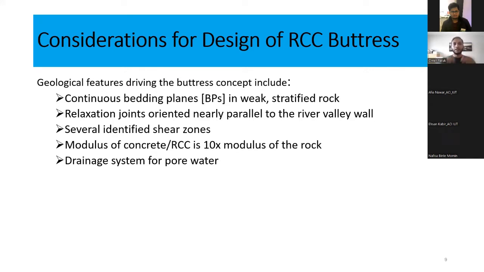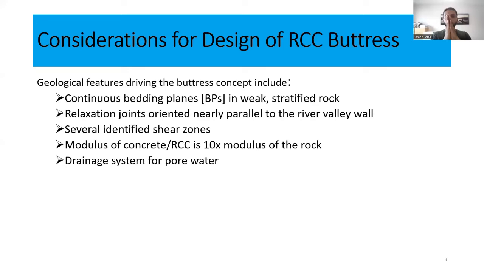And what happens to the weak zones? If we do an excavation, the layers start to open. And as the layers start to open, there will be frictional movement because of pore water pressure. So that's why we had to install or build an RCC buttress, which will give us support for our superstructures, which are our spillway and our generating stations.